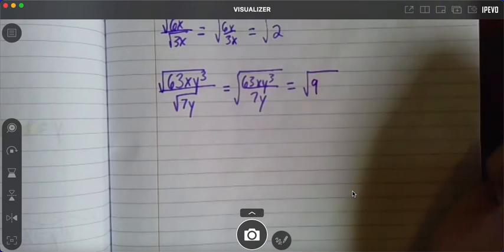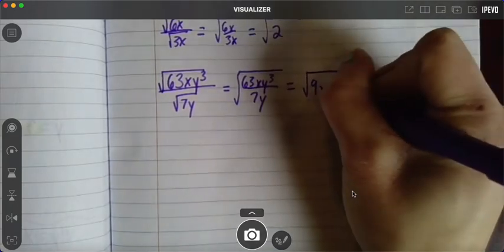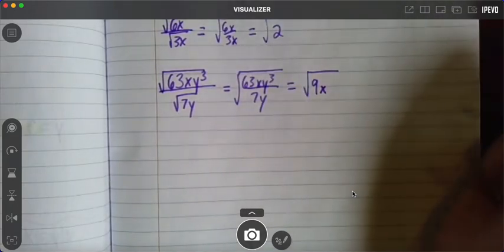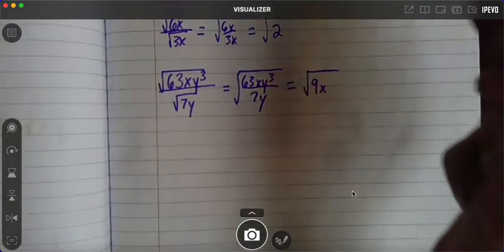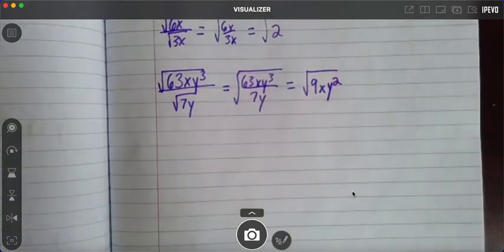It is 9. Now I have an x in the numerator, so I must still have my x. Now I need to see how many y's I had. 3 minus 1 is how many? 2. When you're dividing, don't forget that you subtract those exponents. Do we remember that rule? So 3 minus 1, that's how we got the y squared.